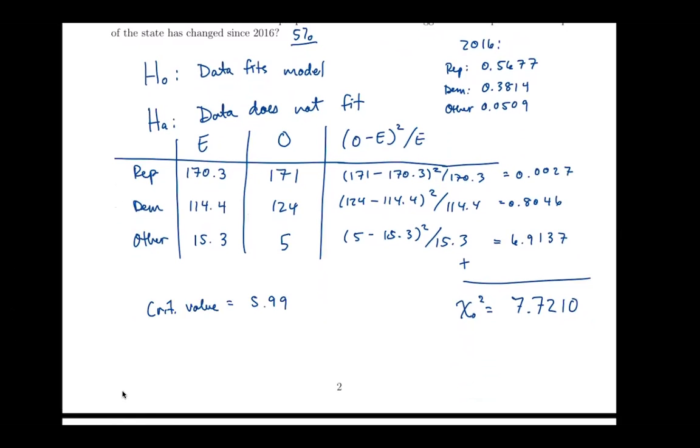And so what that means is that we're going to reject the null hypothesis. In other words, yes, we do have enough evidence that the political makeup has changed. Okay, and so that's how we do this by hand. And again, by hand, I know I used a calculator, but that's how we do that without R.